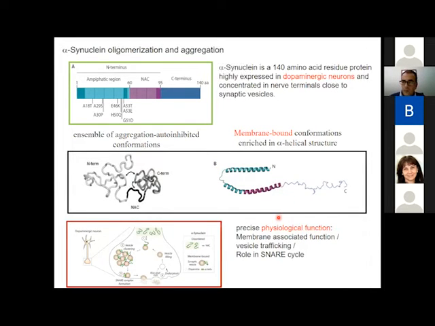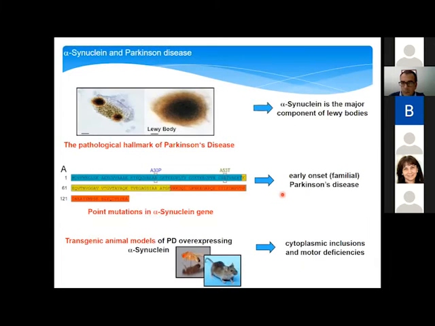The physiological function of the protein is a matter of continuous debate. It seems that it should be related with the vesicle trafficking, with the release of neurotransmission, but it's still a matter of debate. Regarding the links of the protein with the onset of the pathology, the protein is found to be the main component of Lewy bodies, which are the pathological hallmark of Parkinson's disease.